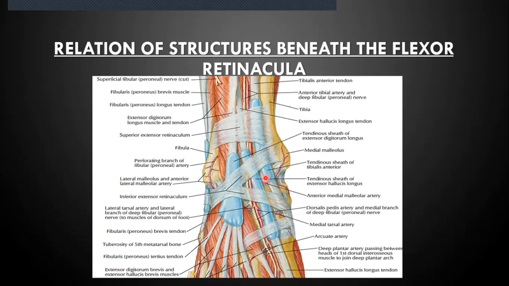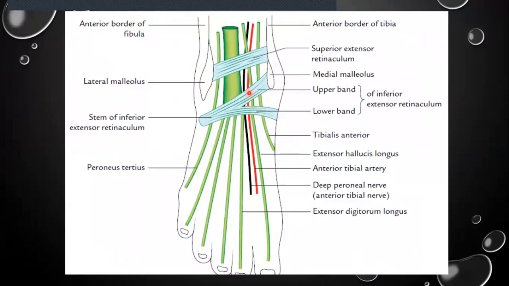So it will be tibialis anterior, then extensor hallucis longus, then your artery, then your deep peroneal nerve, then extensor digitorum longus, then your peroneus tertius. So this is the point to note that the extensor hallucis longus tendon will cross the neurovascular bundle from lateral to medial. So that is an important point to note. Then let's continue. You can see here first it is lying lateral, then it will cross them to go to the medial side.